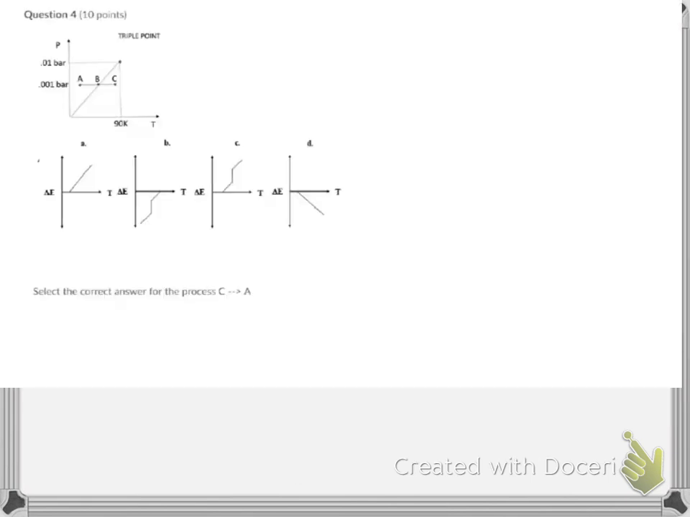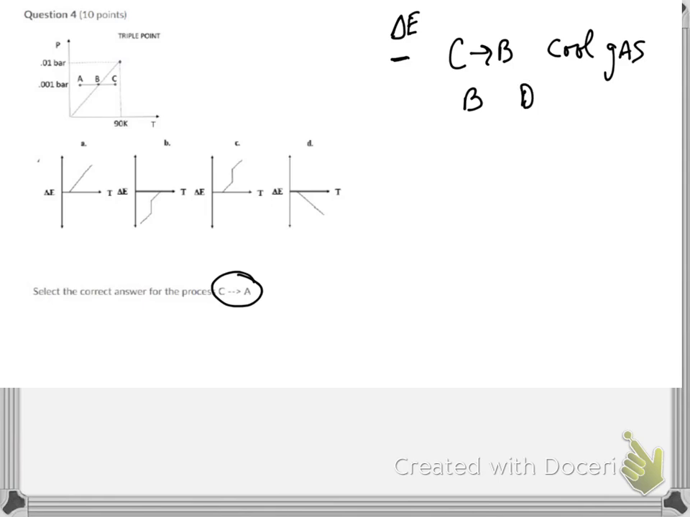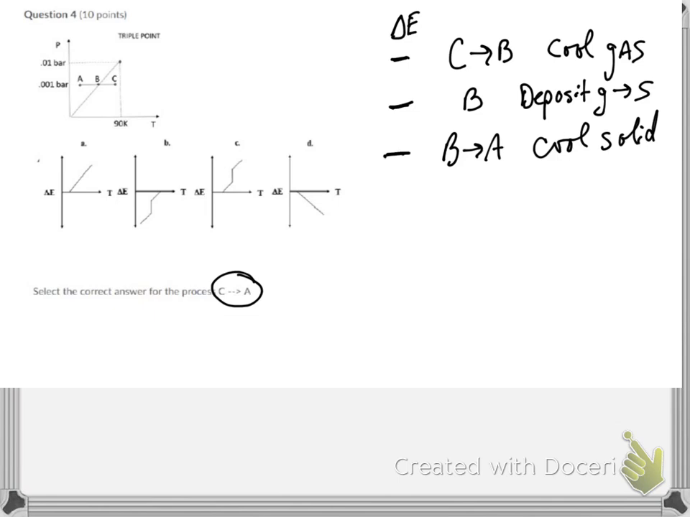So now we have the opposite process. We're starting at C and going to A. So from C to B, we're cooling the gas. Delta E is negative as we cool. At point B, we deposit gas particles into the solid phase. That's delta E negative. And then from B to A, we cool the solid. That's also delta E negative. So we have 3 separate processes.